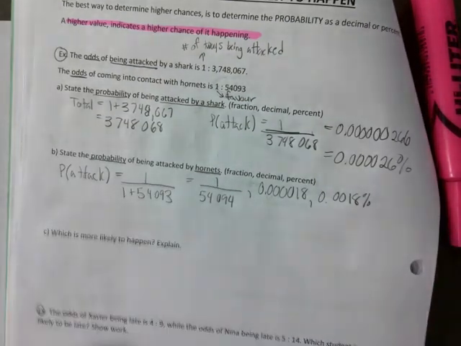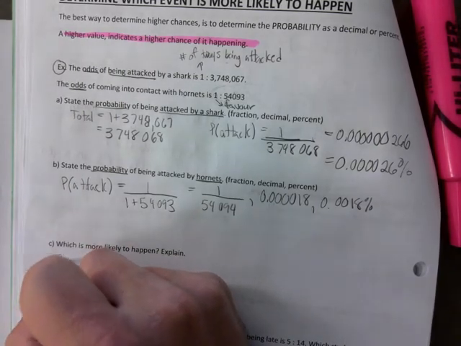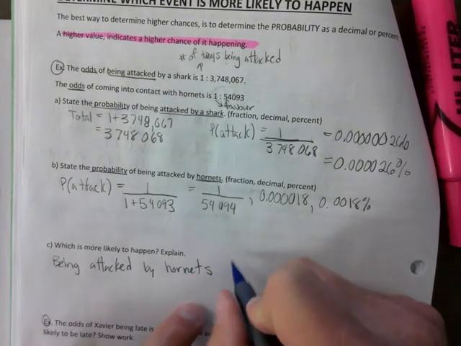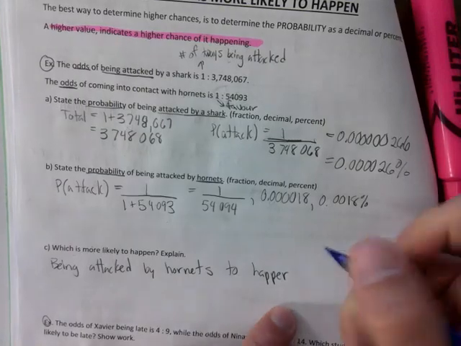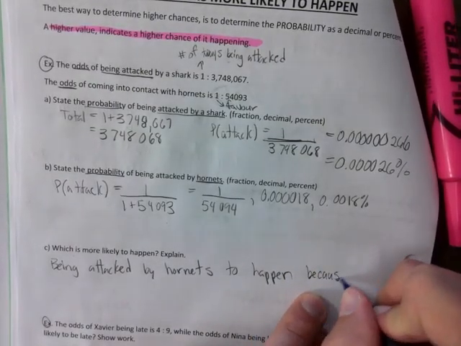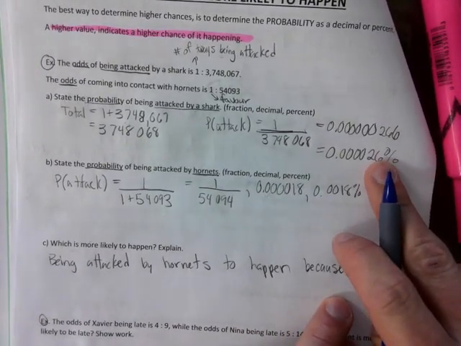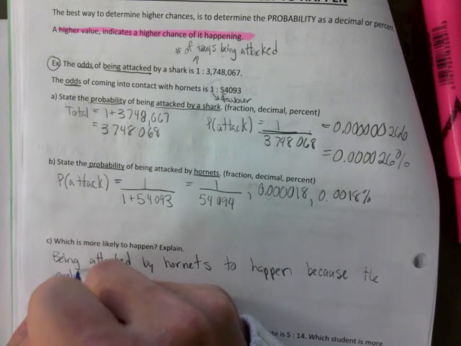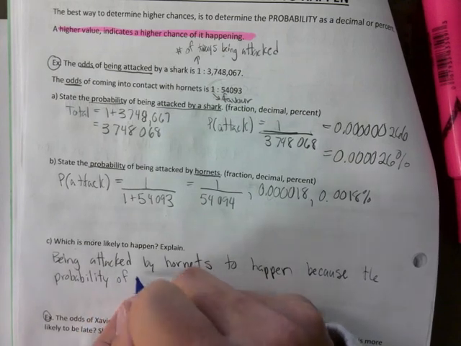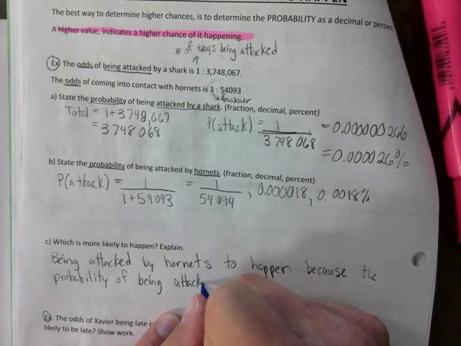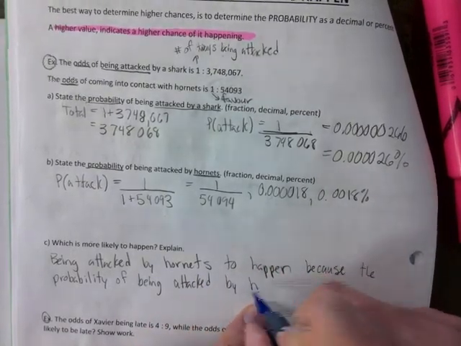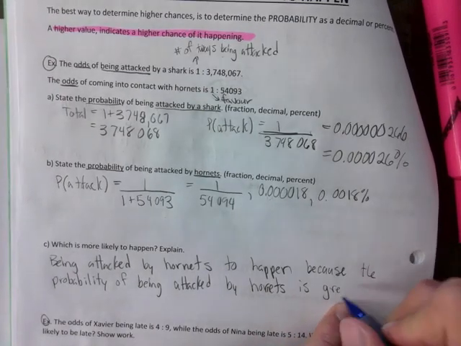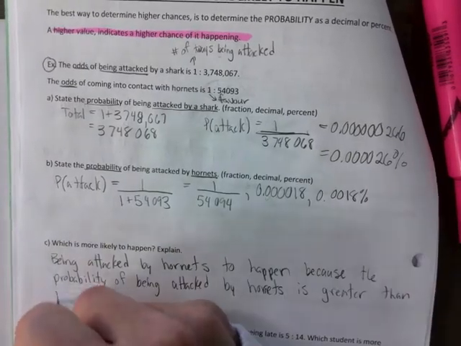So which is more likely to happen? Being attacked by hornets is more likely to happen, because the probability of being attacked by hornets is greater than that of sharks.